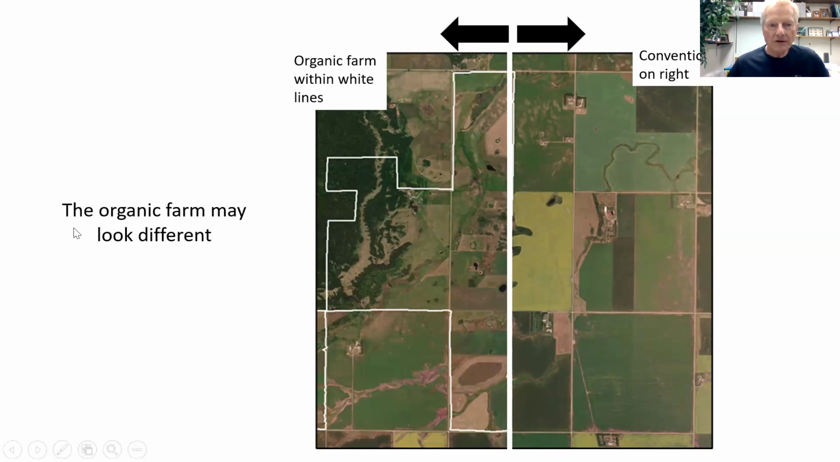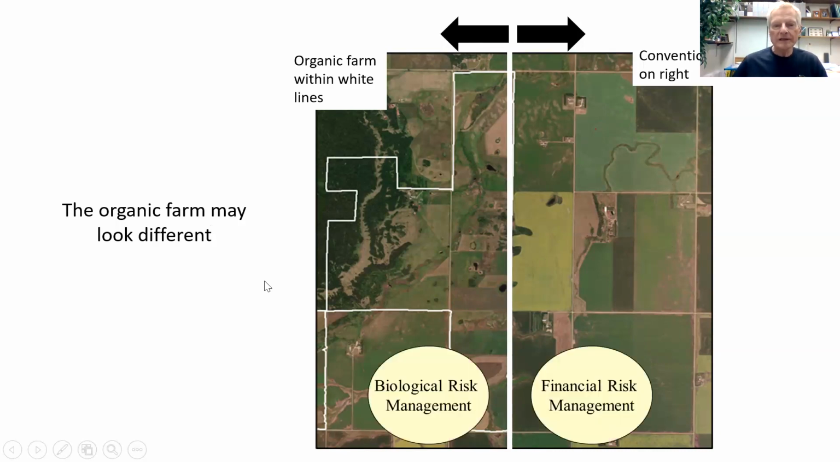The organic farm looks very different, or it may look different. It's more diverse. You can see the water drainage, there's more potholes. All this ecological material has been left intact. But what I really want to say here is that the farm on the right really relies heavily on financial risk management tools when it gets into trouble.